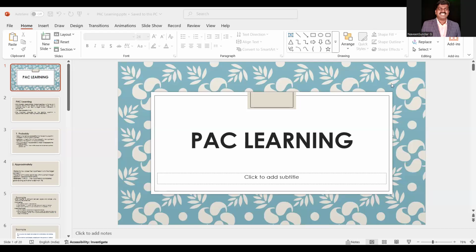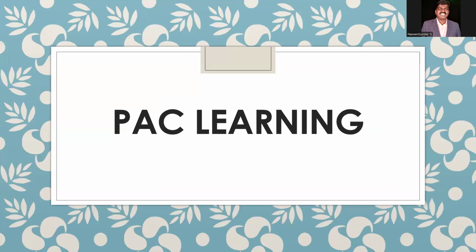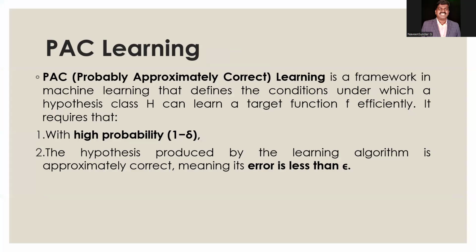Dear students, today we are going to see an important topic in machine learning, that is PAC learning. From the name we can see what this PAC learning is. It is probably approximately correct learning. So probably, we can say it as probability, and approximately correct learning. That is how we can expand PAC learning, and this is a framework.